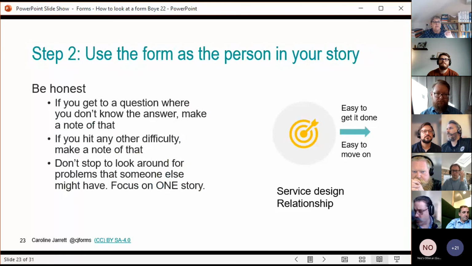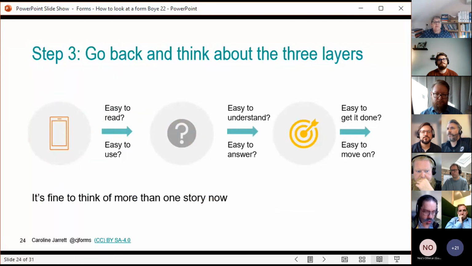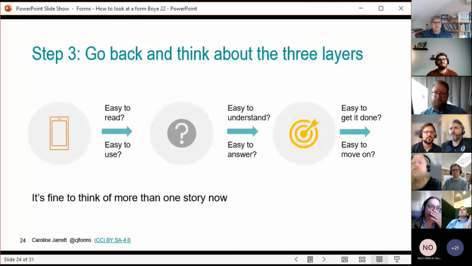My second step is to go through the form being really honest. If you get to a question you don't know the answer to, make a note of that, because you're going to try and think about whether a real user would genuinely know the answer or not. If you hit any other difficulty, make a note of it, but don't stop to look around for problems that someone else might have. Just look at your own experience and keep notes. And then finally, once you get to the end, go back and compare notes with everybody. Think about it. Were there any difficulties at different stages?